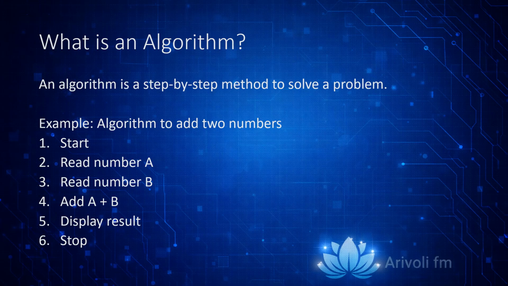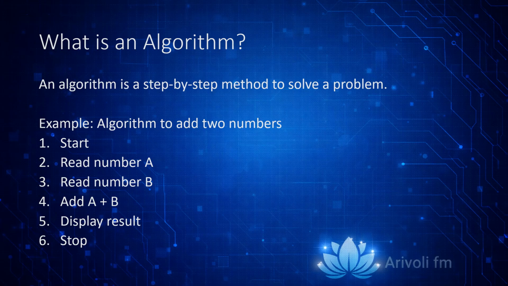Before writing a program, programmers usually create an algorithm. An algorithm is simply a plan to solve a problem step by step. Think of it like a recipe in cooking. The recipe tells us exactly what to do and in what order. Algorithms help programmers think clearly before writing code.